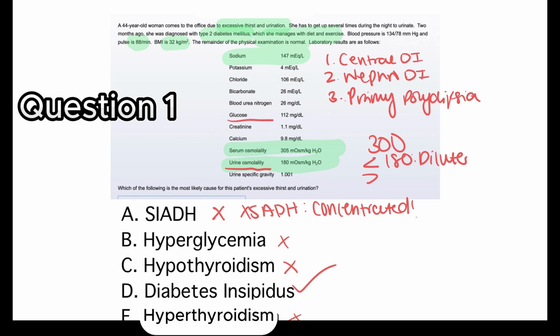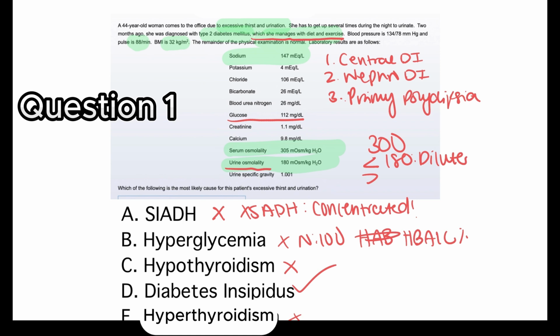Hyperglycemia, we do see an excess of glucose because the normal is 100. But again, it says that she manages it with diet and exercise. And it's not that elevated. And also, if we had her HbA1c percent, we don't have that here. But that's not our main concern.